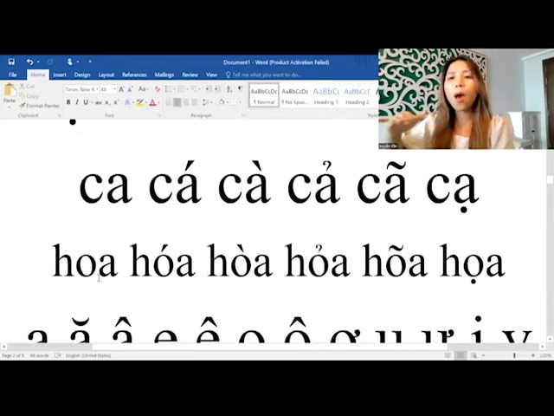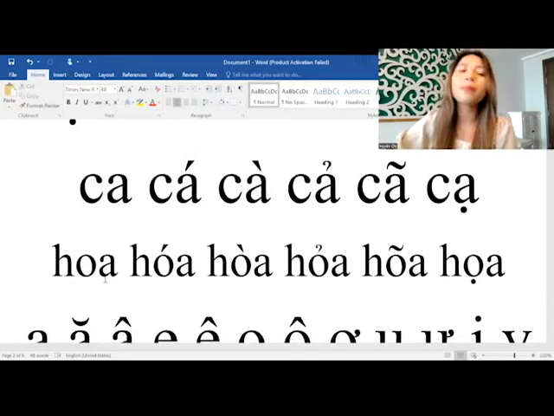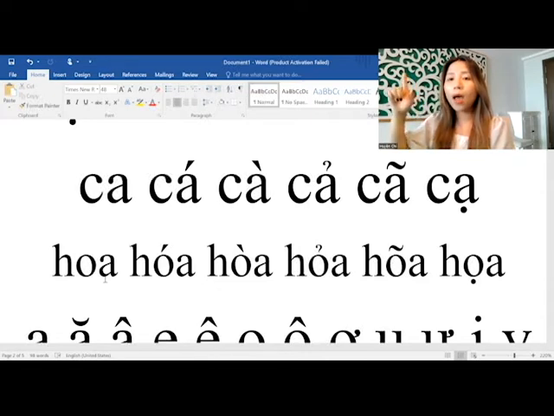This one, hoa. If at this point you feel like it's hard to understand the vowel, you need to go back to the previous lesson and my previous video and watch it. Okay, so: no tone, up tone, and then down tone, and the next 2 tones, and the last one.